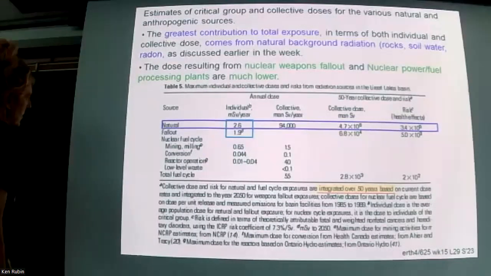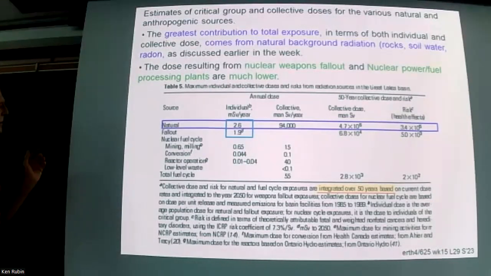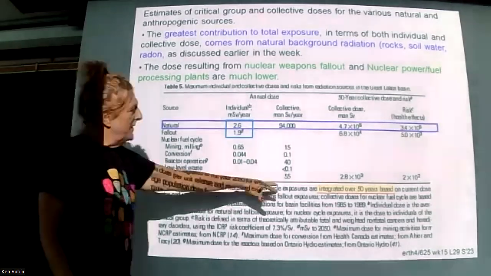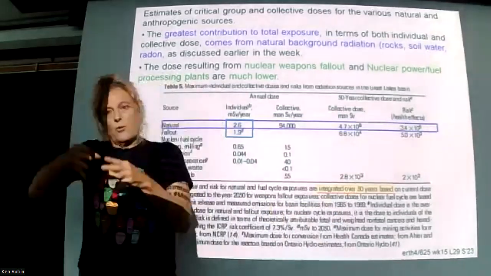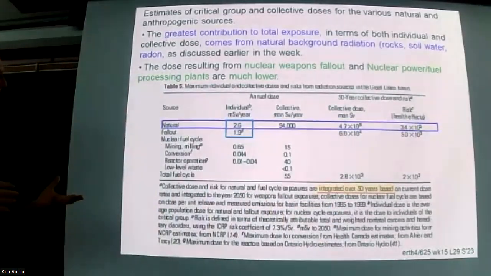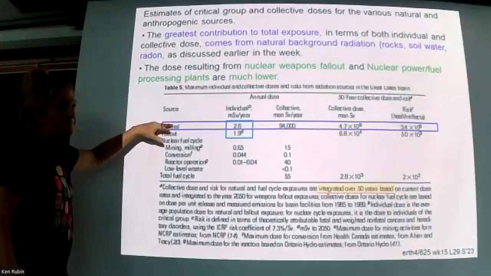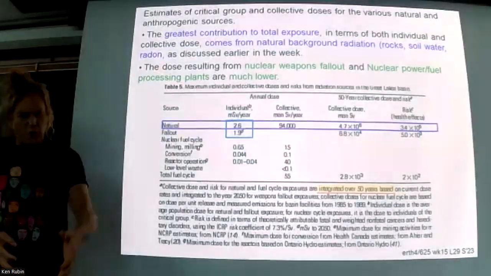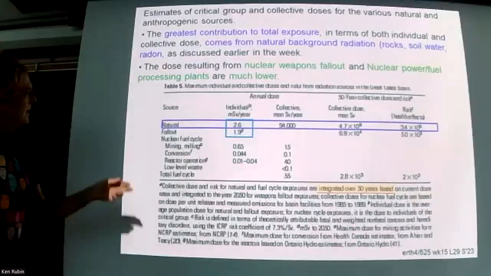So I think this might be the final table, but these are assessments of dose and risk over a 50-year period, right? So annualized, but over 50 years for people living in this area. And 3 things are compared. Natural, meaning stuff that's in the soil and the rock and the food.